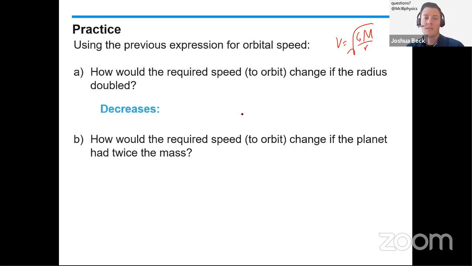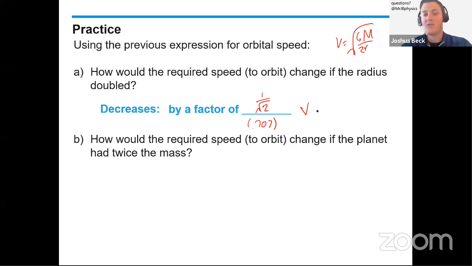Well, it's going to decrease, but we can be more specific than that. It's going to decrease by a specific factor. So my radius is going to double. So that'll be 2r, but that's in the bottom of the square root. So it's actually going to change by a factor of 1 over the square root of 2. Mathematically, that's 0.707. So v2, that's my new velocity, will be 0.7 times whatever my initial v was. It'll be about 70%. That's a decrease.